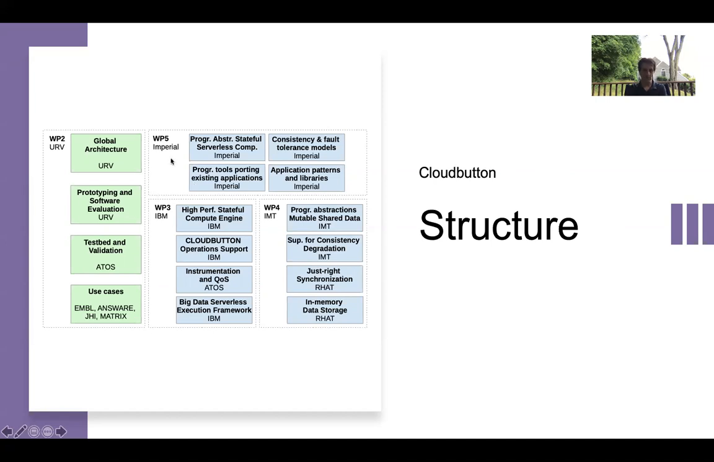Finally, on top of everything, we have WP5. The leader is Imperial College London, and they are working on this CloudButton toolkit with the different programming abstractions and tools to move to the cloud.